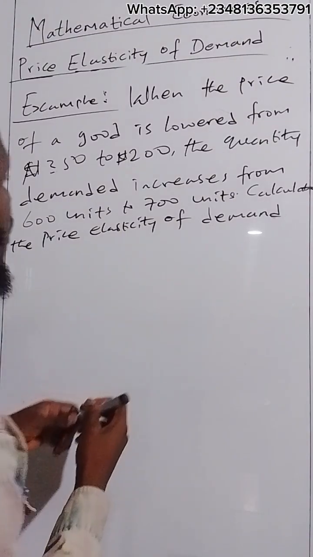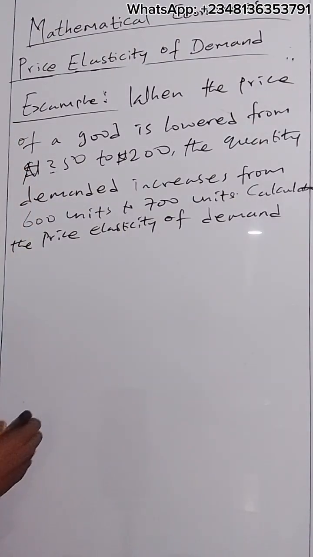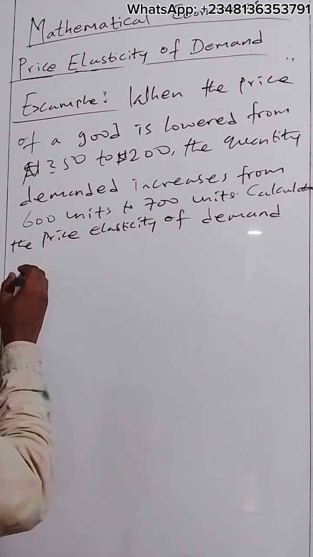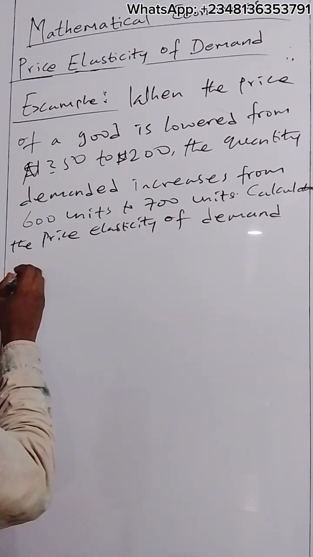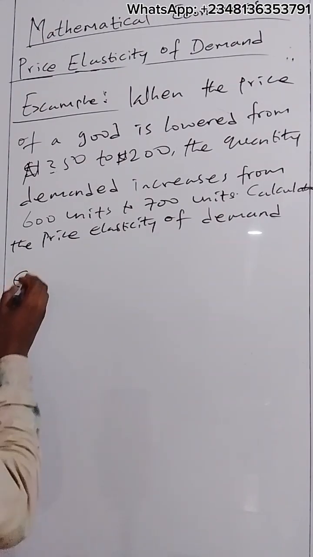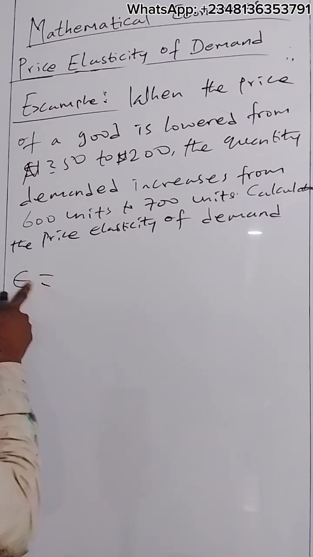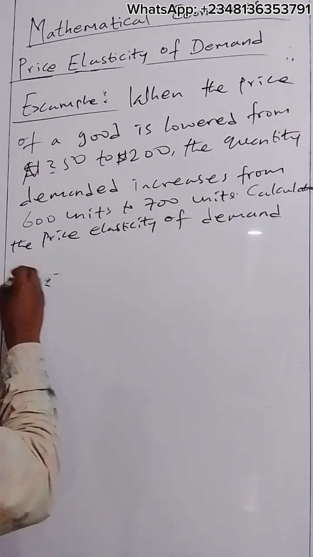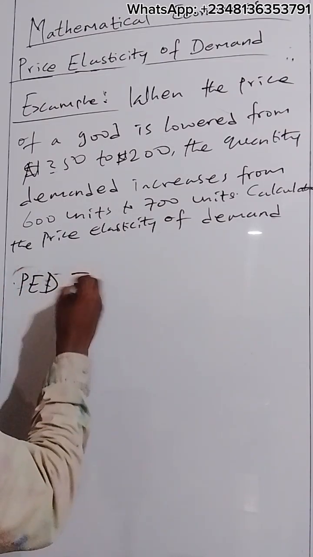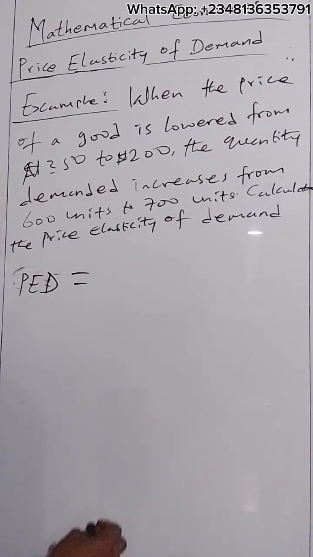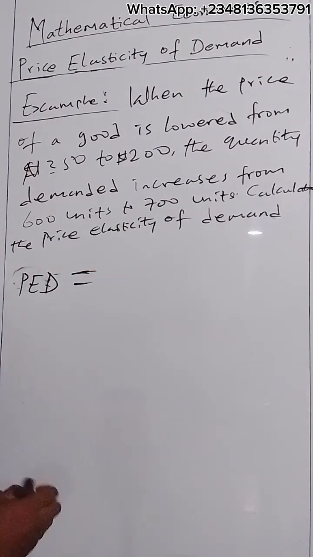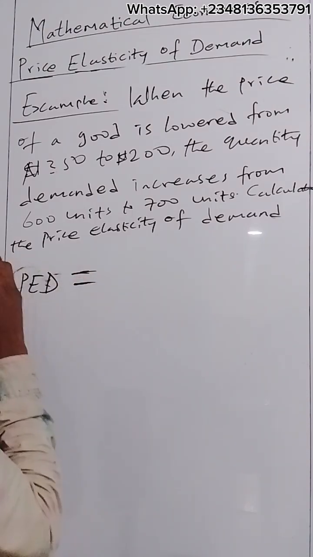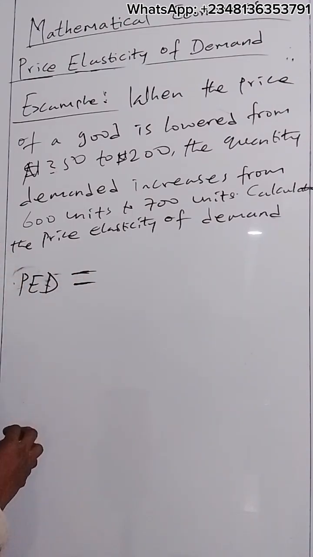So let's solve this question. How do we calculate price elasticity of demand? Don't forget, I'm using PED. PED is equal to... I'm writing the formula first. I want to use the relative change formula.